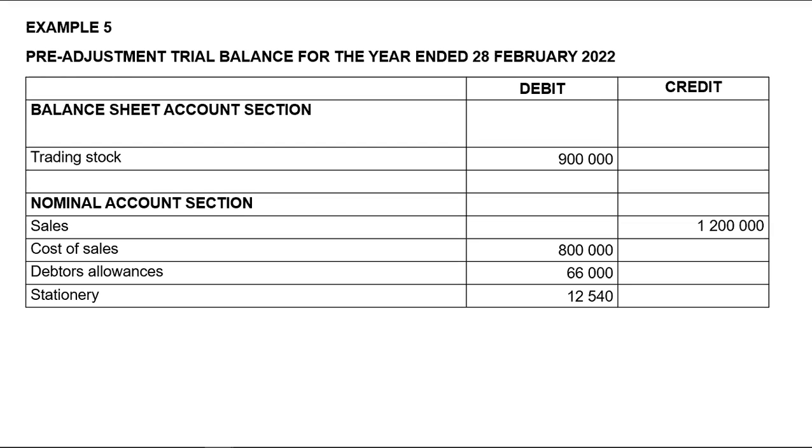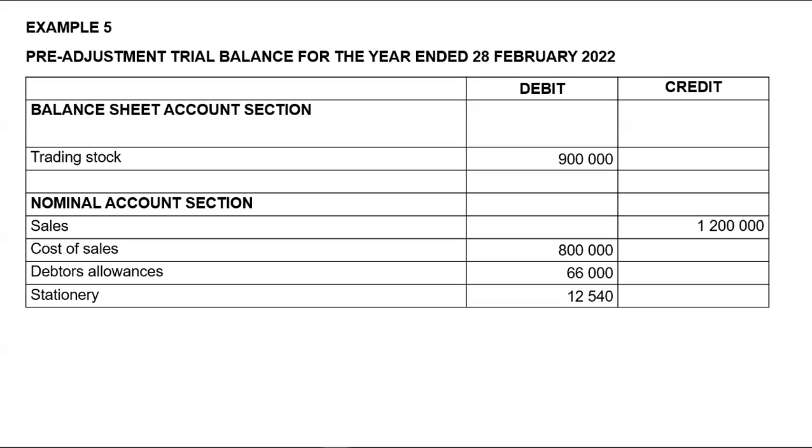Let us do example 5, which deals with trading stock deficit and adjusting your trading stock amount that is in the trial balance before you do the comparison. We are given the pre-adjustment trial balance for the year ended 28th February 2022. Under the balance sheet account section, trading stock amount is 900,000. This is pre-adjustments, the trading stock value before we took adjustments into account.